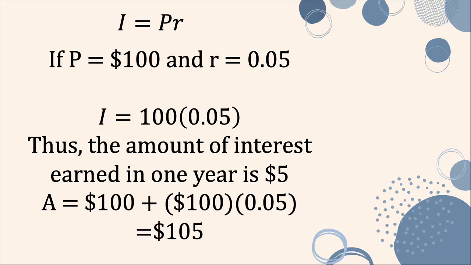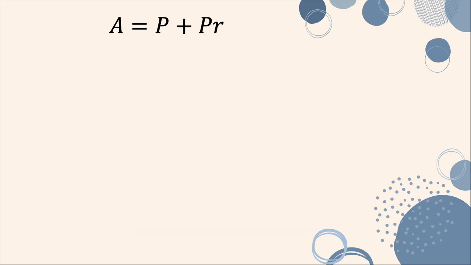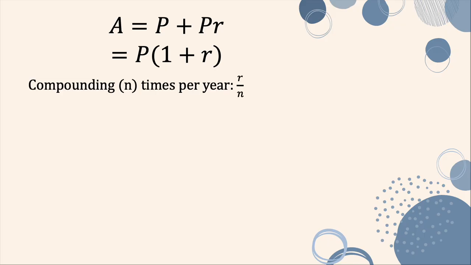We can find the amount earned after 1 year by taking the principal plus the amount that we earned of $5, giving us $105. This then gives us the general form. The amount earned is the principal plus the principal times the rate. Of course, it would be easier to simplify by factoring the greatest common factor of P. This gives the amount after 1 year with simple interest, but compound interest is different because we know it builds on itself over multiple periods.